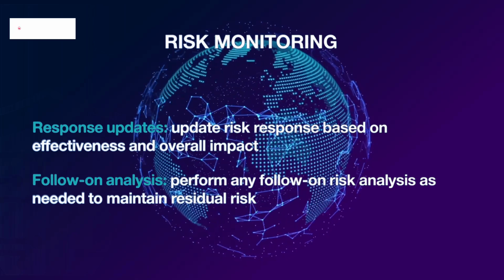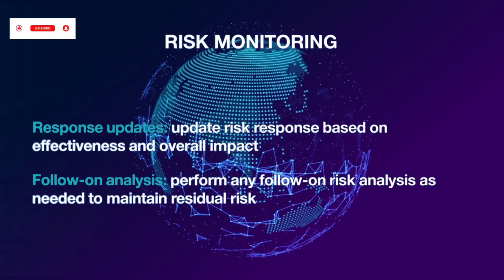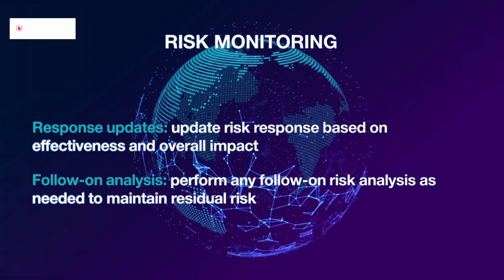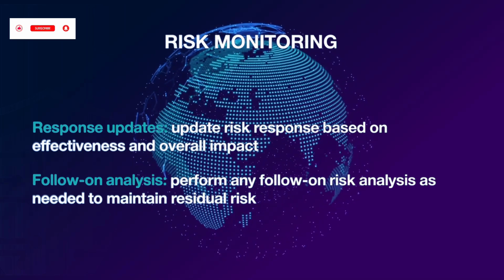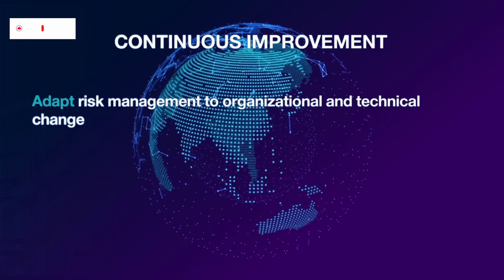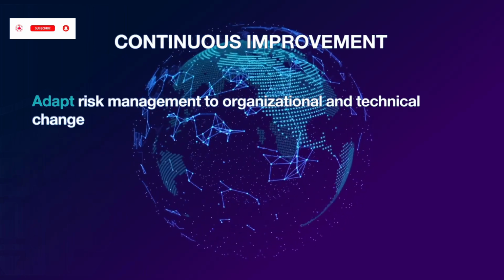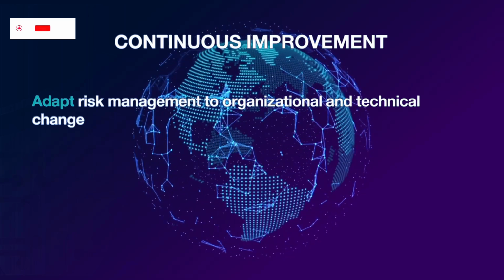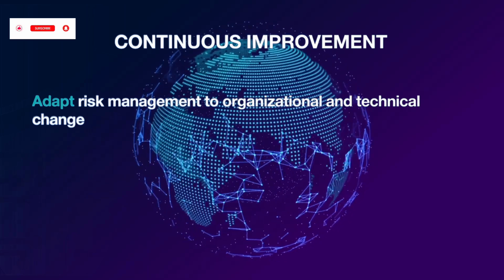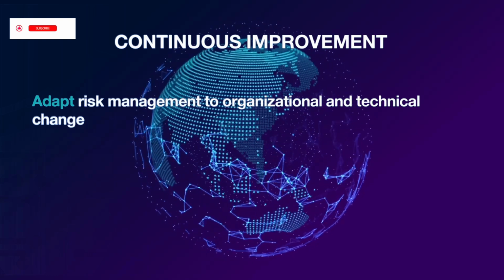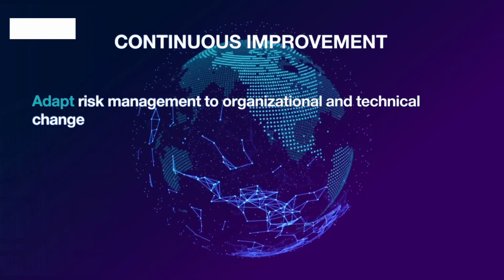Let's look at the data that we have. Let's look at the logs in the firewall. Let's look at the logs in the web server. Let's see what kind of activity is happening, because maybe we underestimated the rate of occurrence. Maybe we underestimated the likelihood. So now we do that follow-on to make sure that we made the right decision, and continuous improvement is part of that. We have to adapt our risk management to the organizational and technical changes that are happening.